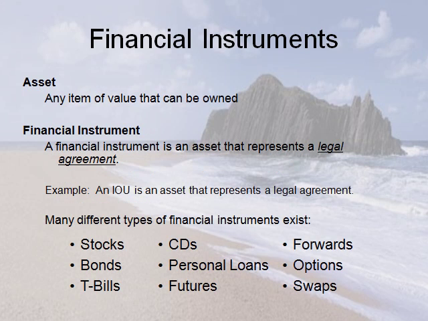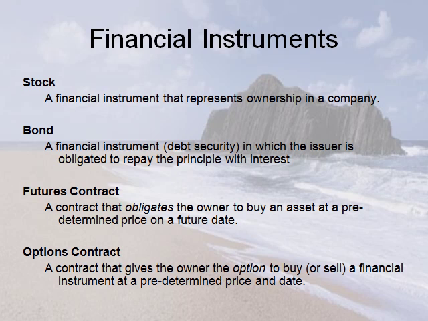Now, an asset is any item of value that can be owned, and a financial instrument is a special type of asset. A financial instrument is an asset that represents a legal agreement. An IOU is an example of a financial instrument that represents a legal agreement. And there are many types of financial instruments. For example, stocks, bonds, treasury bills, bonds and notes, certificates of deposit, personal loans, futures contracts, forwards, options contracts, and swaps.